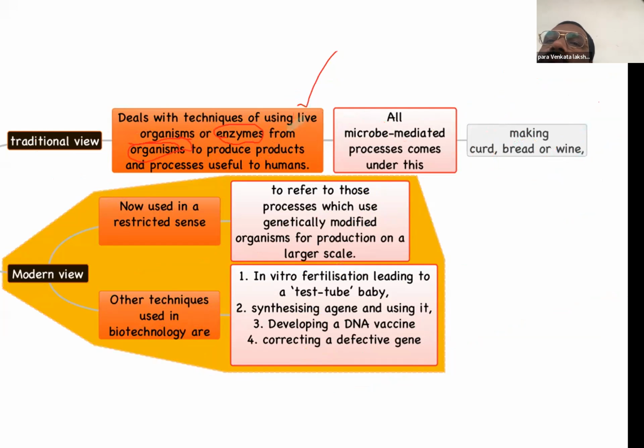Is it clear? So what should you remember under the traditional view? It deals with the techniques of using either live organisms or enzymes from these live organisms, for what purpose? To produce products, which are helpful to human beings. All this microbe-mediated process comes under this category, and manufacturing of these things are examples. Then what about the modern view?